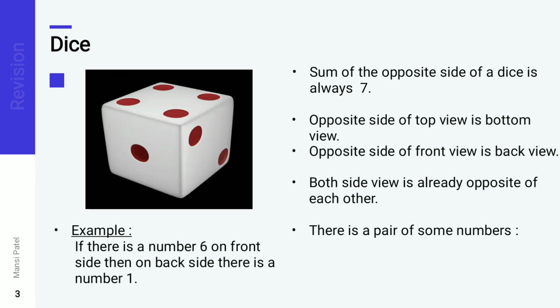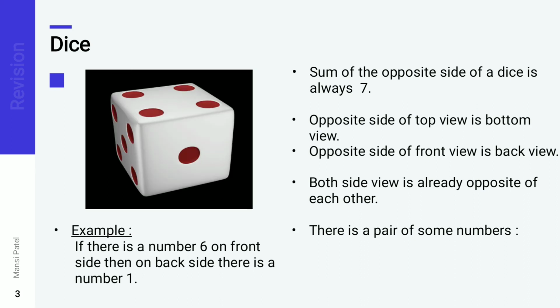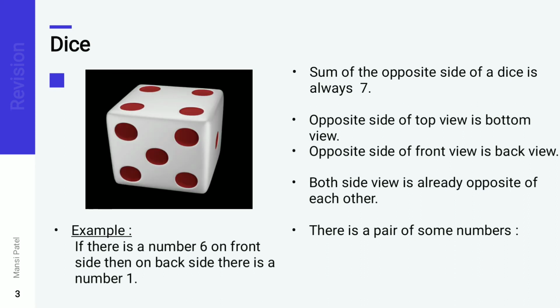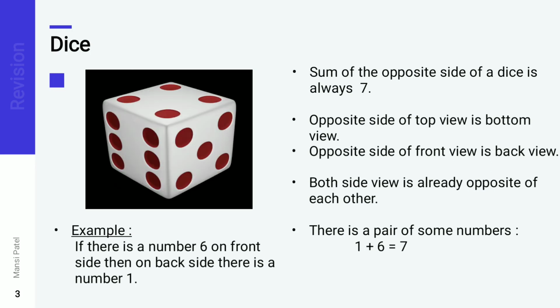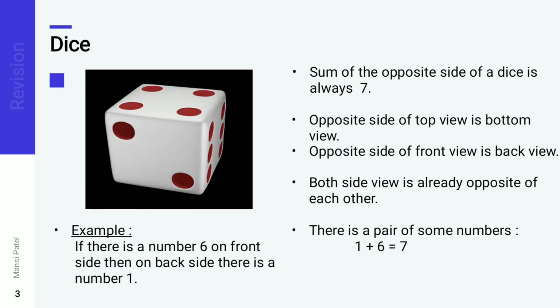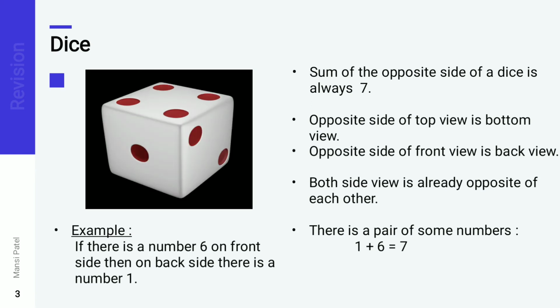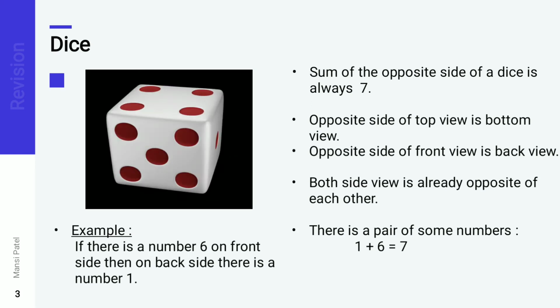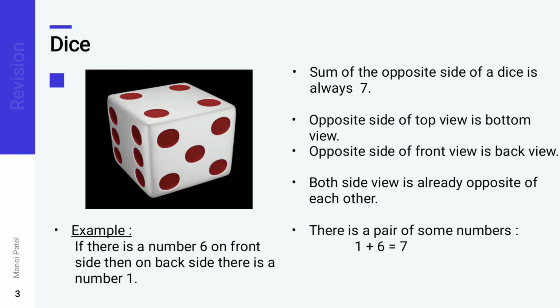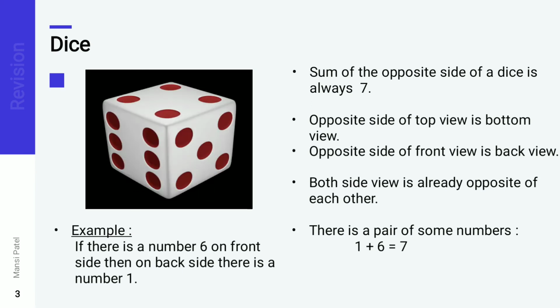So there is the sum pair whose sum is 7. Which is that pair? 1 plus 6. If on any side there is number 1, then on another side there is number 6. And the sum of these both numbers is 7. If there is 6 on one side, then on another side there is number 1.